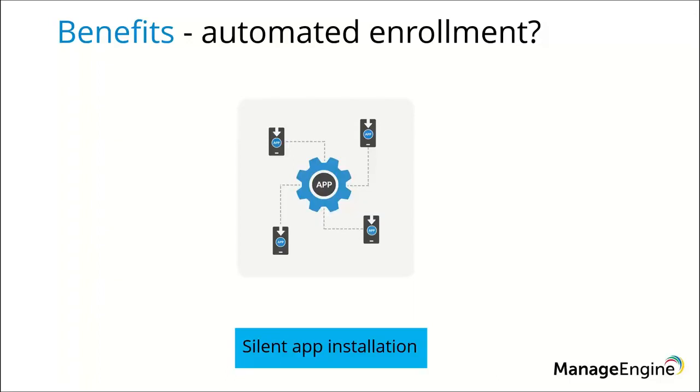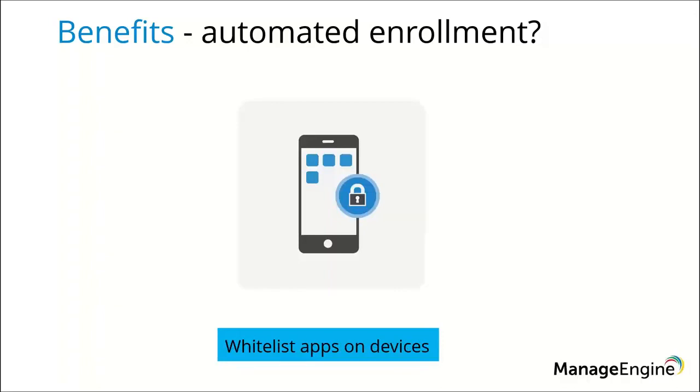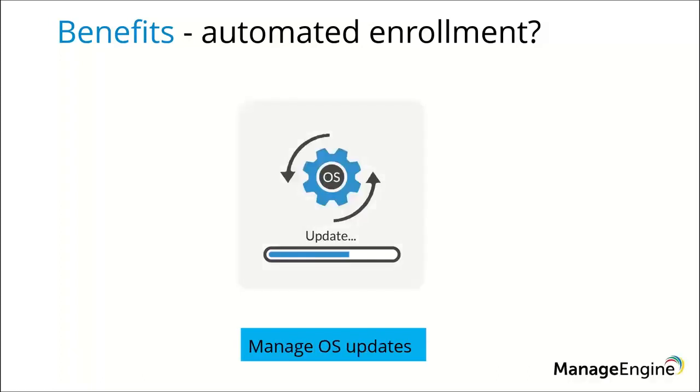You can also silently deploy applications without even a single prompt on the user's device. You will also be able to whitelist applications. It's like an app lock mode where you can restrict users to only a set of applications, and users will not be able to install or remove applications from the device. So you can lock the devices with certain applications alone.